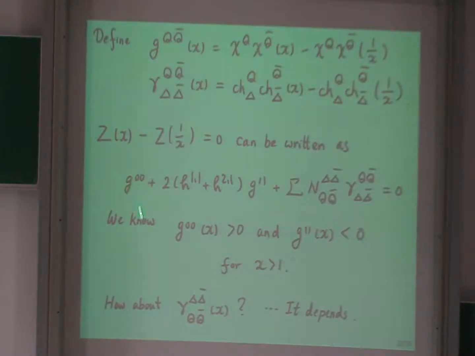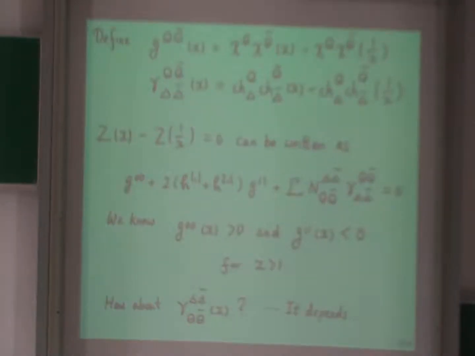But you can show that G naught is a positive function for all positive x greater than 1. G11 is negative, so we know that this contributes positively, this contributes negatively, and this essentially follows from the observation Greg just mentioned. For this summation, the Barton representation contributes positively, and this contributes negatively. How about this gamma thing?